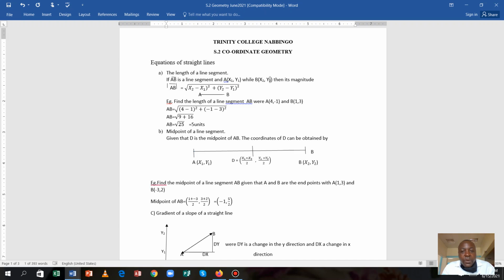In the example below, we have A having x1 and y1, B having x2 and y2. So getting the magnitude of AB, we are getting x2 minus x1 squared plus y2 minus y1 squared. Whether you do it vice versa, taking x1 minus x2 and y1 minus y2, the order does not matter. Okay? In math, we have many ways, but unique solution.